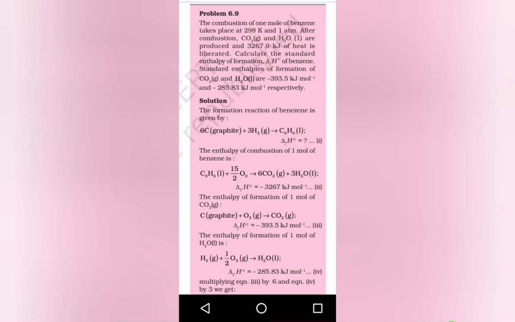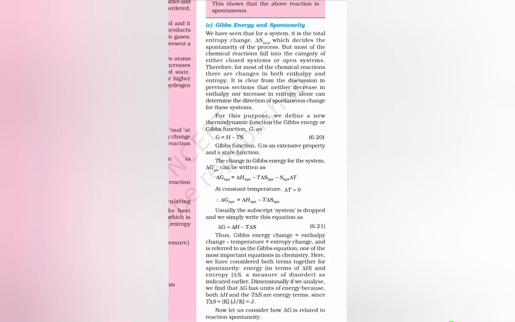Okay, the next one is Gibbs energy. We have seen already the Gibbs energy change, that is delta G. What is Gibbs energy? Gibbs energy, G, is equal to H minus TS. G is the Gibbs energy, H is the enthalpy, T is the temperature, S is the entropy. Okay, so using this formula you can find out delta G is equal to delta H minus T delta S, and for a spontaneous process delta G must be a negative value.